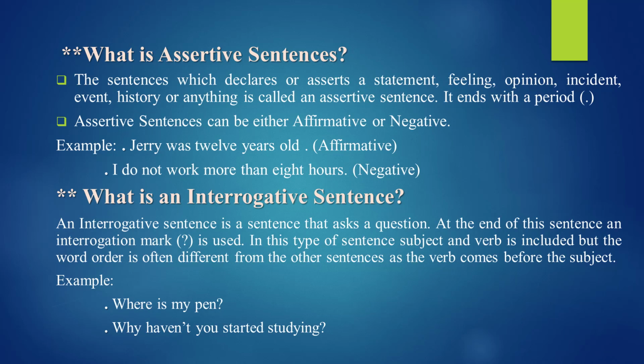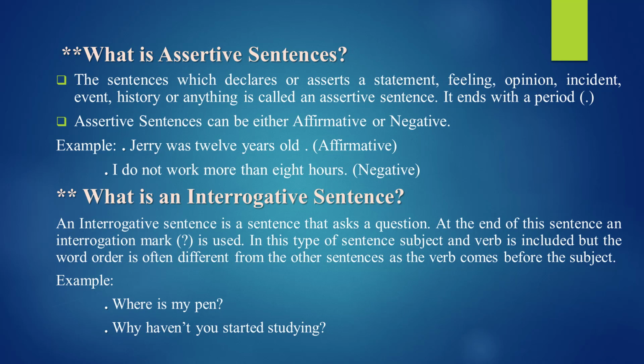Now, what is an assertive sentence? The sentence which declares or asserts a statement, feeling, opinion, incident, event, history, or anything is called an assertive sentence. It ends with a period, that means with a full stop. Assertive sentences can be of two types. They can be either affirmative or negative. For example, Jerry was 12 years old. This is an affirmative sentence.